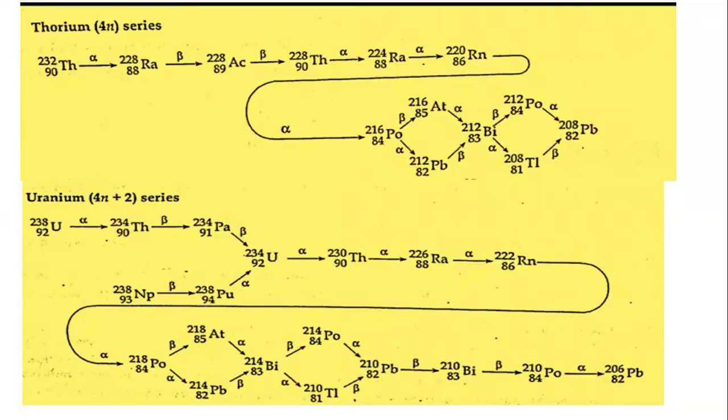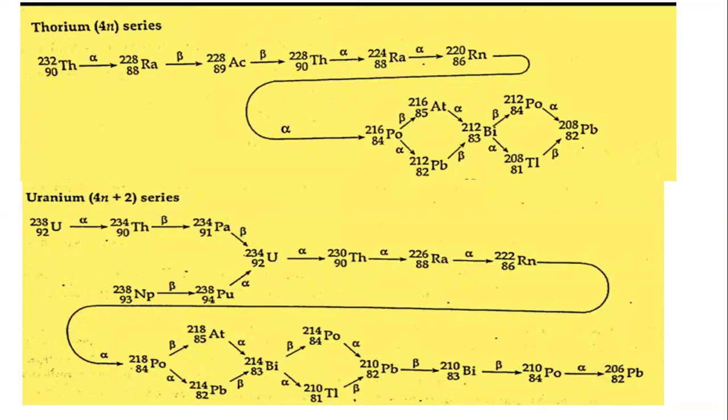The uranium series, 4n plus 2 series. It starts from uranium 92, 238, and on alpha disintegration the mass number decreases by 4 units, that is 234, and the atomic number decreases by 2 units, becoming 90, thorium. On beta disintegration, the atomic number increases by 1 unit and it gives protactinium, with mass number 234. And again, beta disintegration gives uranium 92.